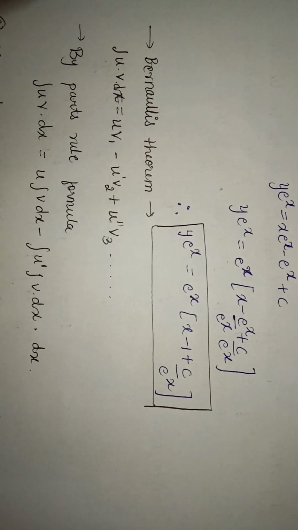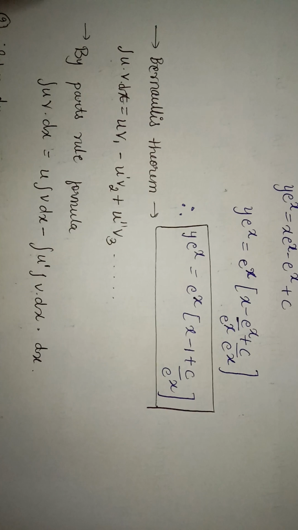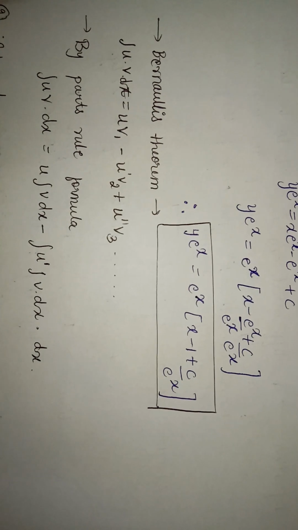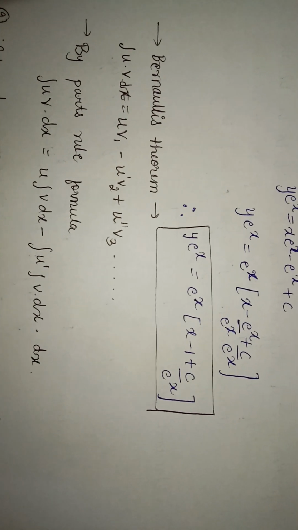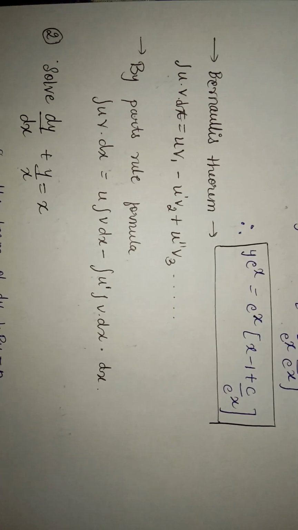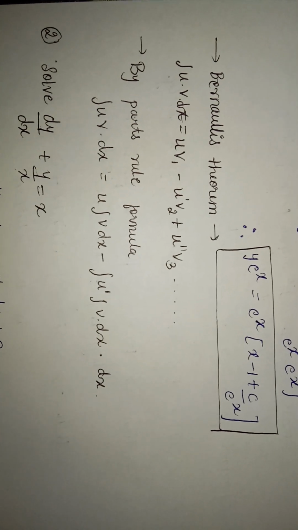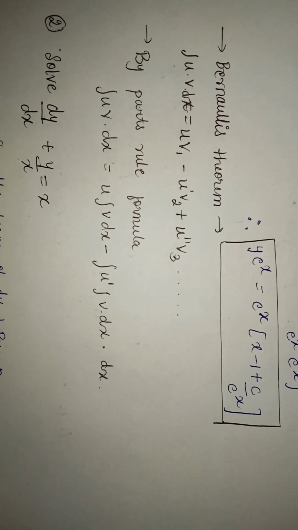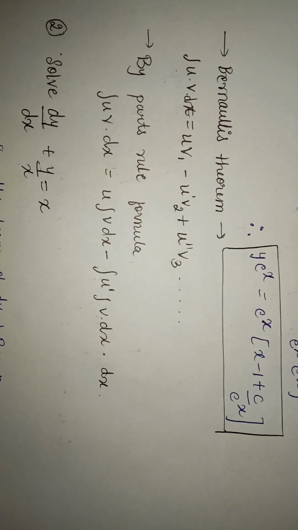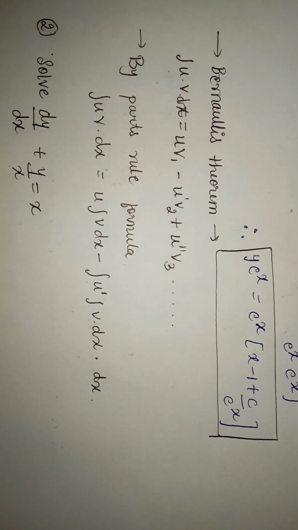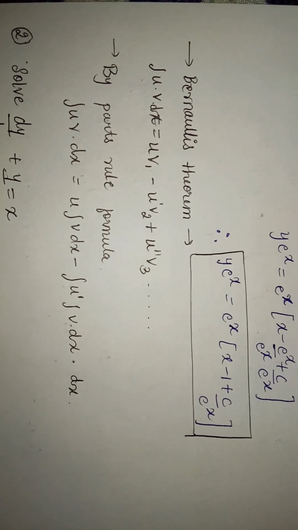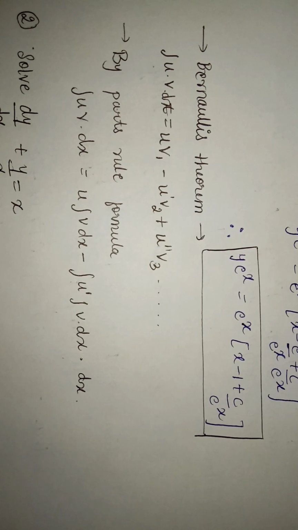Here Bernoulli's theorem states that integration of UV dx is equal to the first term as it is. Here u and v are taken in the order of the ILATE rule, where I stands for inverse trigonometric functions, L stands for logarithmic functions, A stands for algebraic functions, T stands for trigonometric functions, and E stands for exponential functions. So we have to give priority from left to right. Here I used Bernoulli's theorem, or else you can use the by parts rule also.